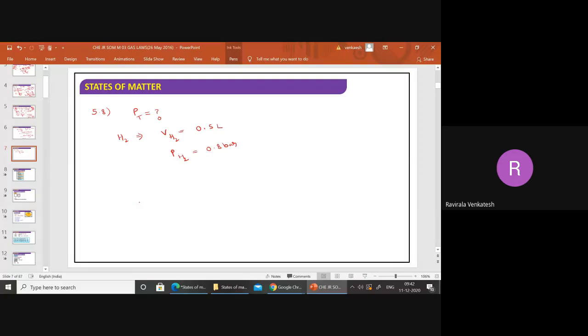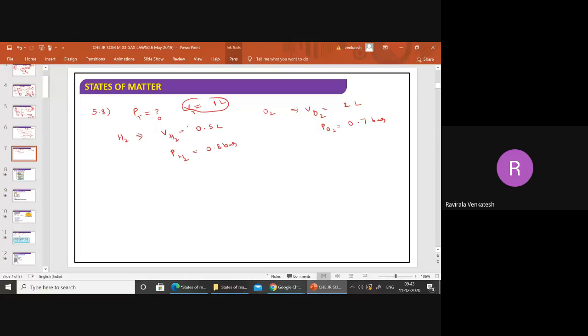Next, for oxygen, volume of the oxygen is equal to 2 liter. Next, pressure of the oxygen is equal to 0.7 bar. And the total volume, V total, how much is given? Total volume is 1 liter. The volume given here is 1 liter. Now they are mixing these two items.